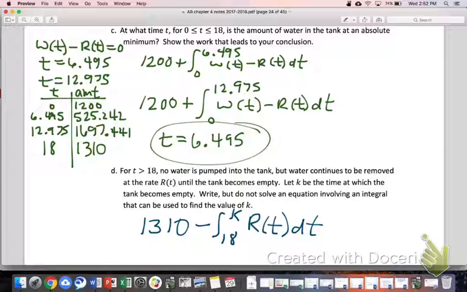Okay, so this is the amount at the end, 1310, minus how much was removed, right? But it asked for an equation. So I put equals what? 0, because the tank would be empty. So equals 0. And thank God, that's all you have to do, because it just asks for the equation, where if you solved it, you'd get k. You don't actually have to solve that. You just say, that's the equation. Somebody else can solve it.